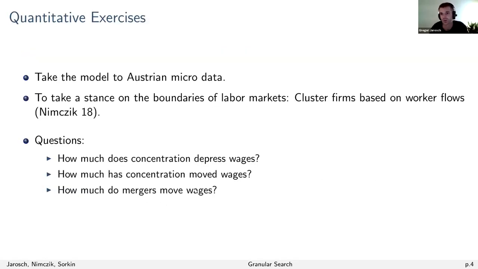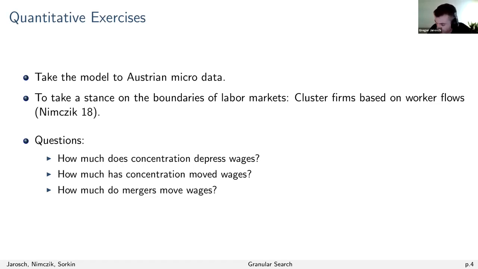Here's where we do it. We'll do this in Austria, in Austrian microdata. One thing you need to do whenever you talk about market power, you need to take a stance on the boundaries of a market. So we'll follow a method that one of my co-authors developed in his job market paper, which is sort of a method to endogenously cluster firms into groups. And then we'll ask, based on our model, how much does this form of market power concentration depress wages in levels, and what's been happening over time, over the last couple of decades.